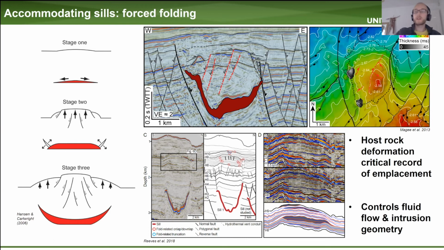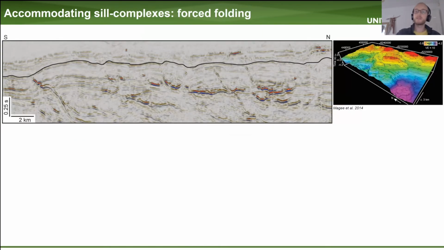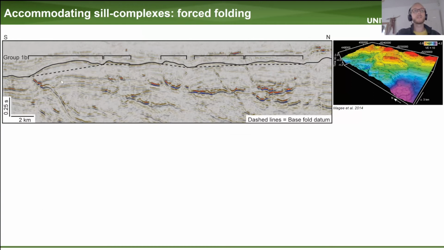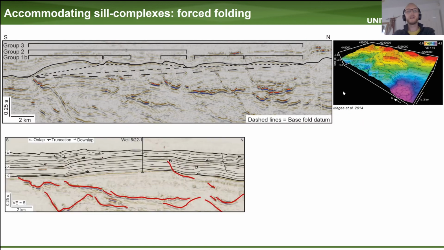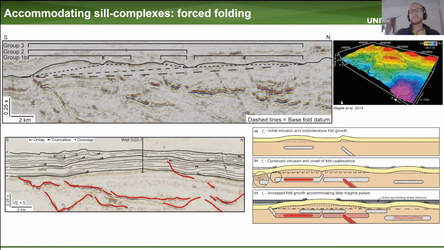We can do the same when it comes to sill complexes as well. So this is the same sill complex from the Irish Rockall Basin that I showed you earlier. Each of these bright reflections is an intrusion, and you can see the fold above. There's multiple folds, quite interestingly. So what we think is going on with this being the 3D view is that we have sill intrusion, then more sill intrusion, but because they're occurring at pretty much the same stratigraphic level, the folds above are merging and becoming compound folds.